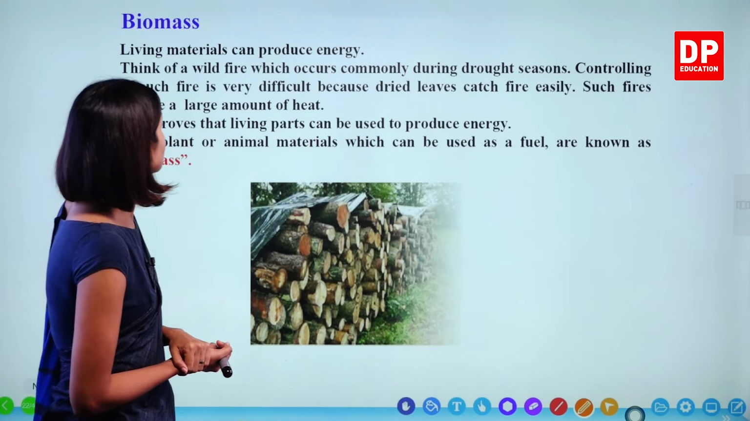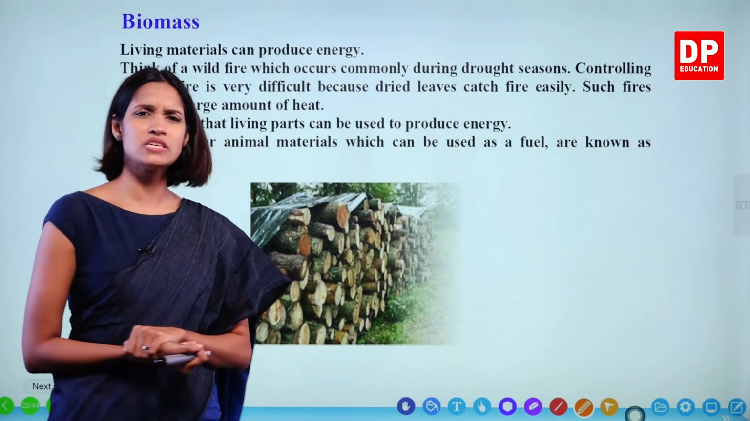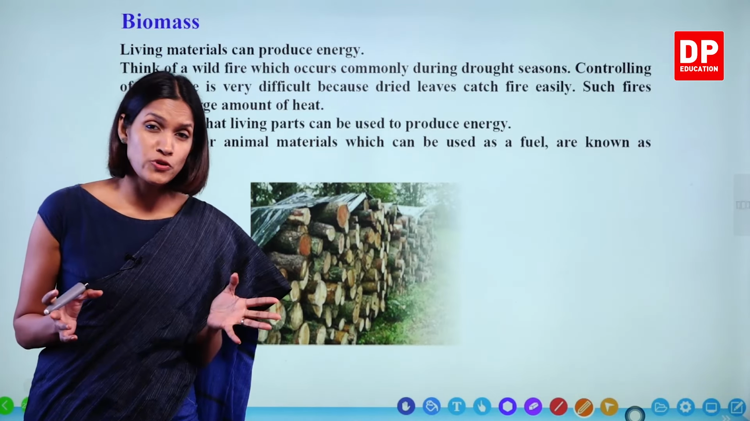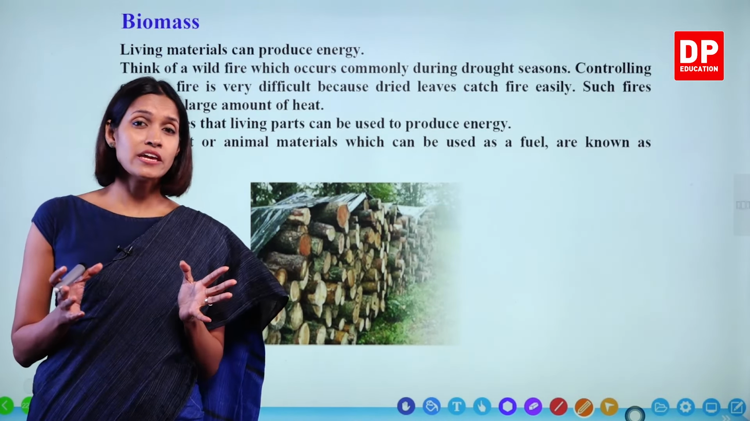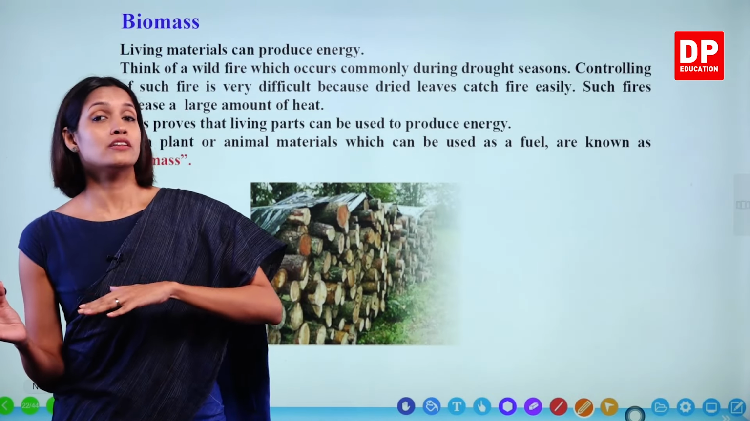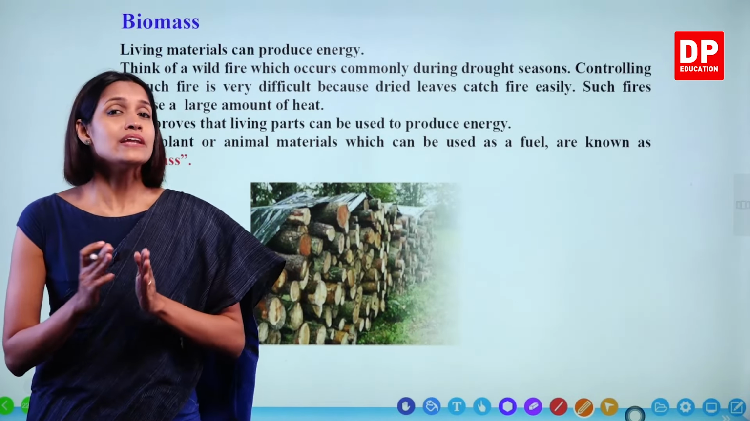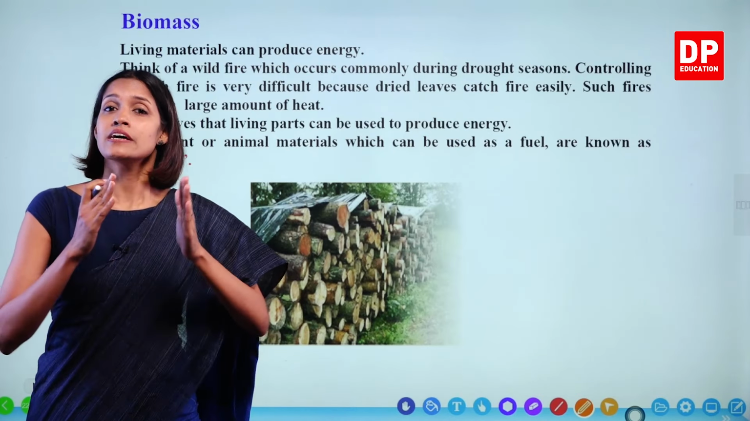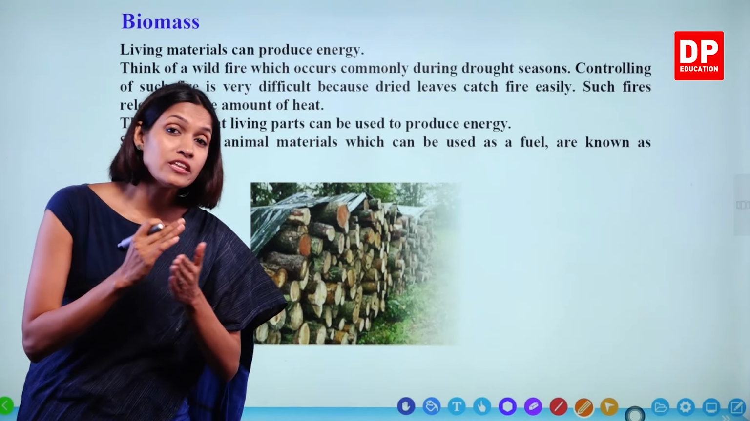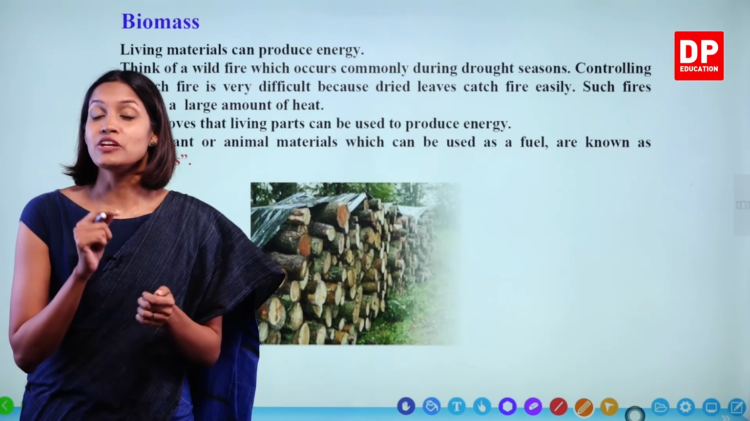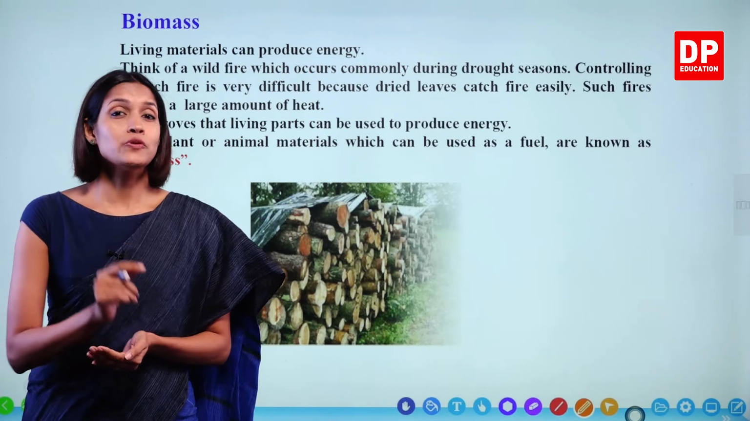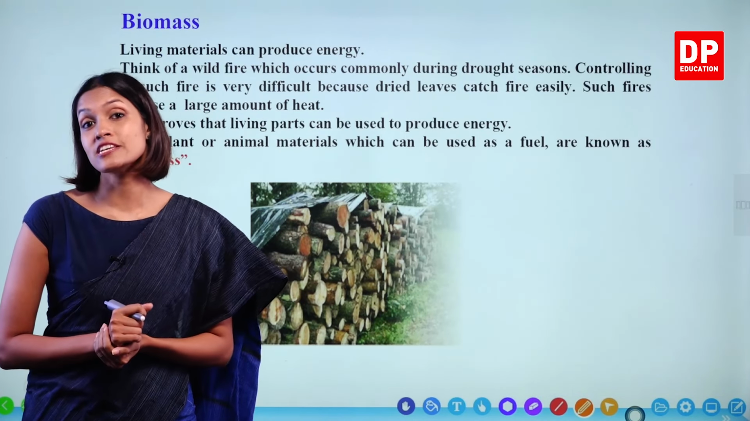Think of a wildfire which occurs commonly during drought seasons. So how does a wildfire occur, children? During the drought seasons, the environment is very dry. When strong winds are present, the branches of the trees move, and sometimes these branches rub with each other. And you all know that when you rub two dry sticks, what happens? You can make fire, right? You can make fire by rubbing two dry sticks together.